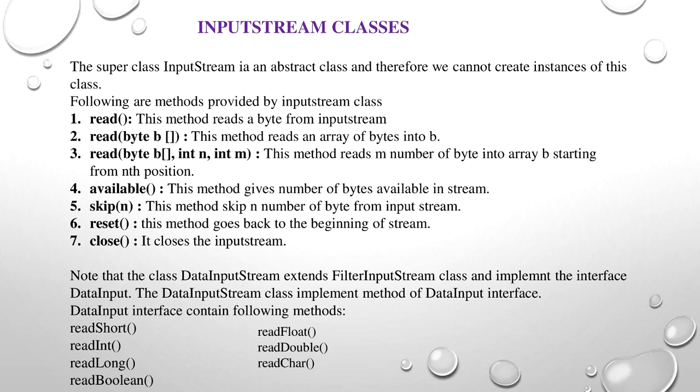Following are the various methods of the data input stream: read short, read int, read long, read boolean, read float, read double, read char. This means the data input interface consists of all these methods for the primitive data types. If you want to read any primitive data type, then you have to use the respective method of the data input interface.